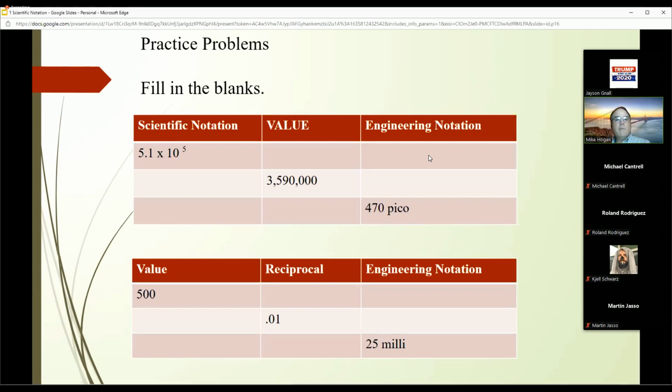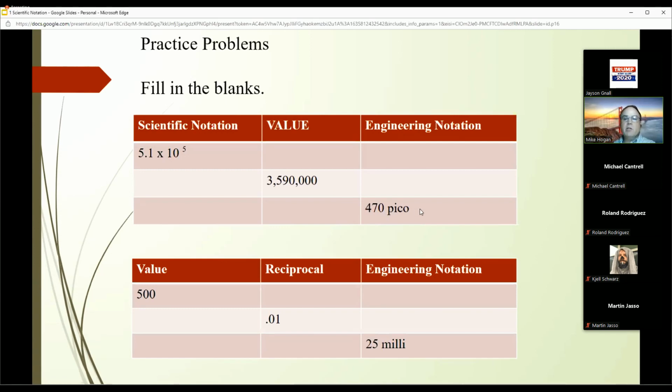All right, so what about the scientific notation value for this next one? 3.59 times 10 to the 6th power. Yes, 3.59 times 10 to the 6th. I'm just moving my decimal, right? Very good. Then what about here? Engineering notation. If it's 3.59 times 10 to the 6th, what is that? 359 M. Yep, 3.59 meg. Exactly. Very good.